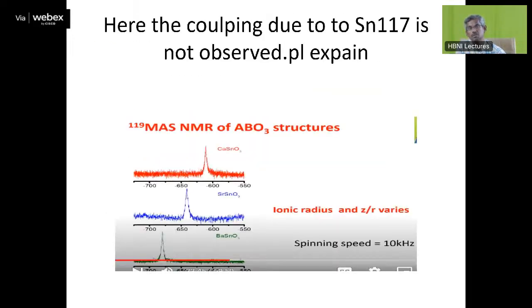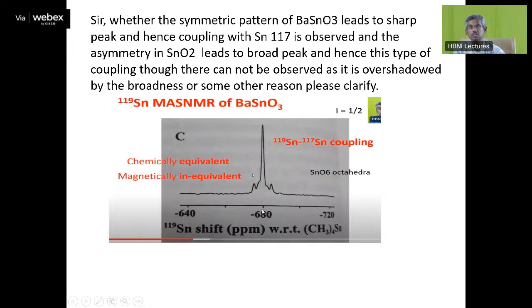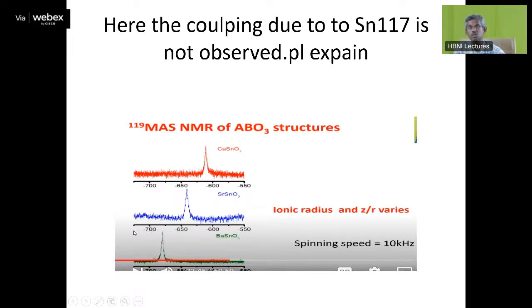In fact, you can see this is from minus 550 to almost minus 750 actually. Almost 200 ppm width. Even at 200 ppm width you see it is somewhat broader. Whereas here, let me see how much is the width. This is almost 80 ppm only, 640 to 720. Here you see how sharp the line is. Whereas here it is almost 200 ppm. So here you see the line broadening. Due to this line broadening, we are not able to see the coupling between 119 and, sorry, I made a mistake here. This is 119 tin, 119 tin.